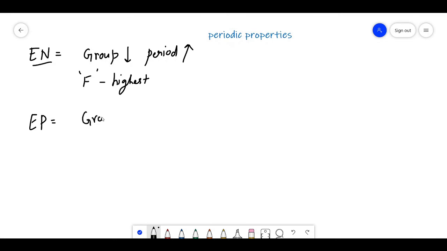So in a group it will increase, and in a period the electropositivity will decrease. So this is the trend of electropositivity. And electronegativity and non-metallic nature are the same. Electropositivity and metallic nature are the same. Next topic is about oxides.